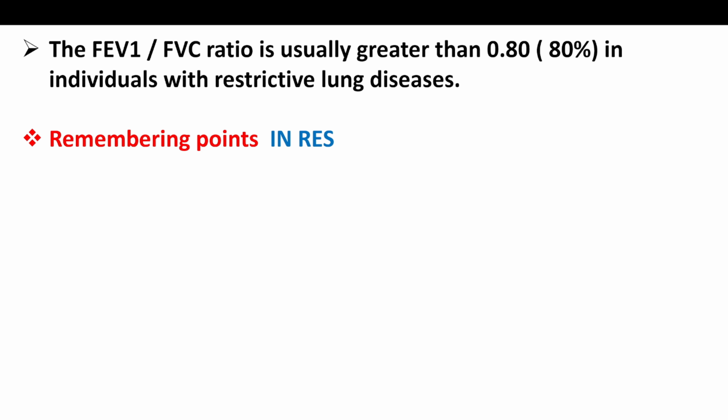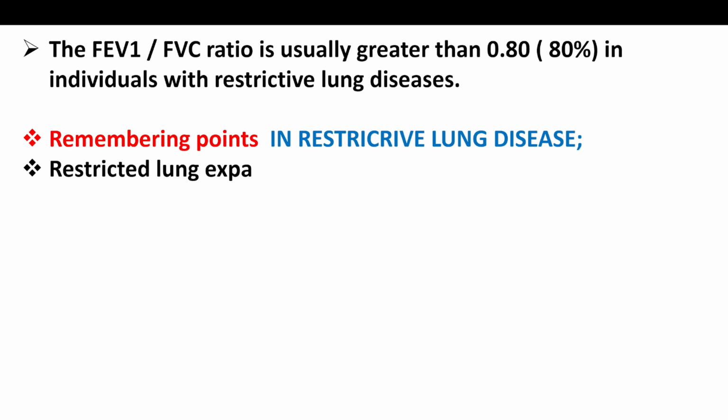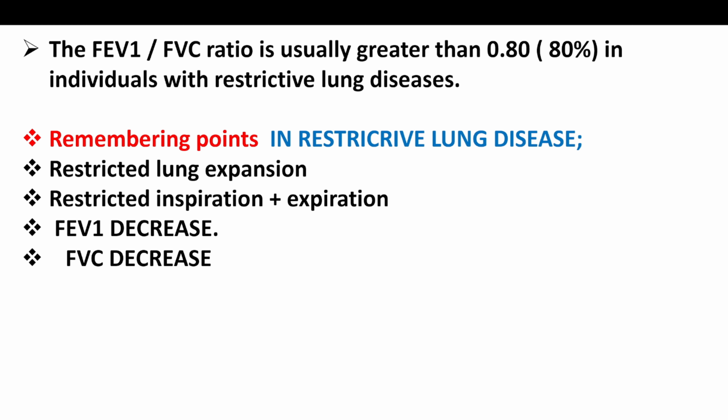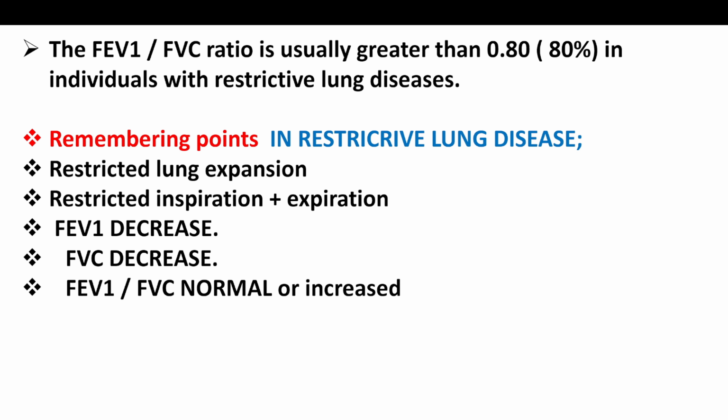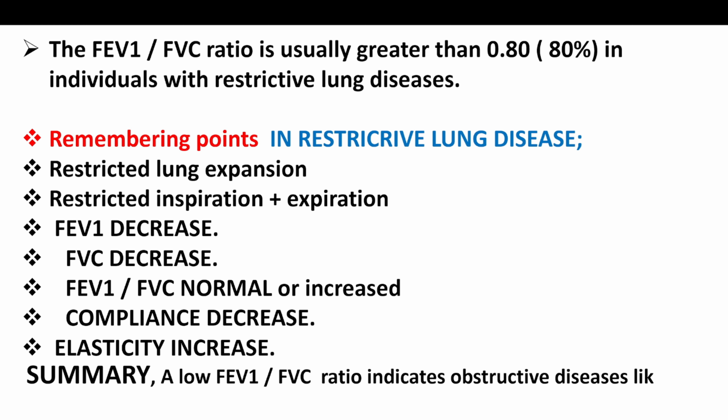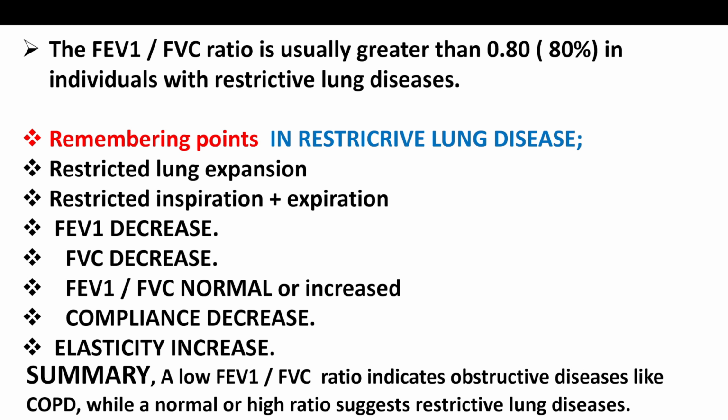Remembering points in restrictive lung disease. Restricted lung expansion. Restricted inspiration plus expiration. FEV1 decrease. FVC decrease. FEV1/FVC normal or increased. Compliance decrease. Elasticity increased. Summary: a low FEV1/FVC ratio indicates obstructive diseases like COPD, while a normal or high ratio suggests restrictive lung diseases.